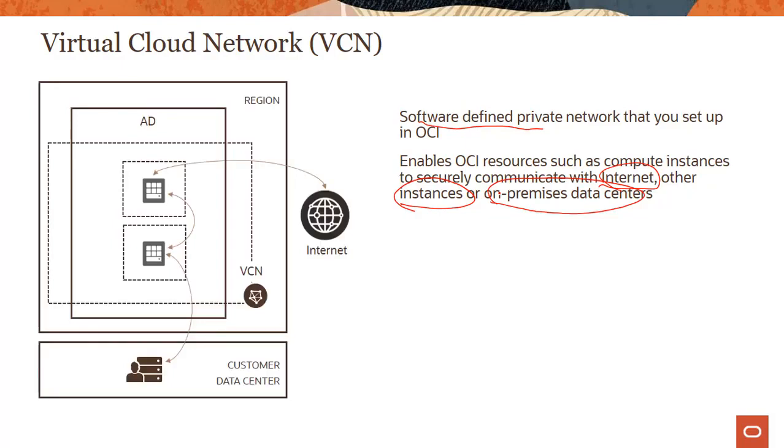So what does the virtual cloud network look like? As you can see here, I have a couple of instances. One instance is talking to the internet, another instance is talking to it as well, and another instance is talking to your on-premises environment.